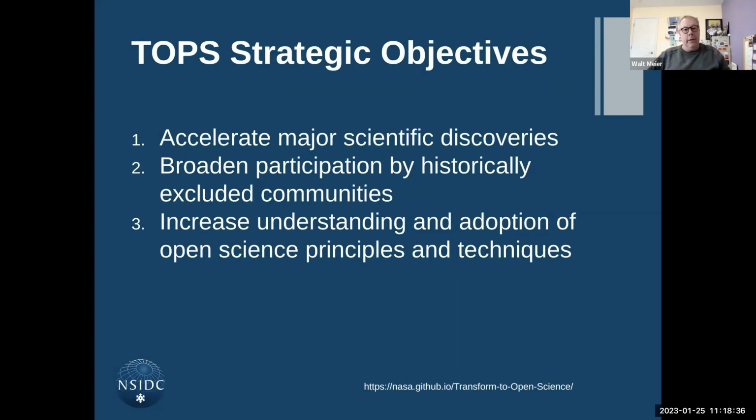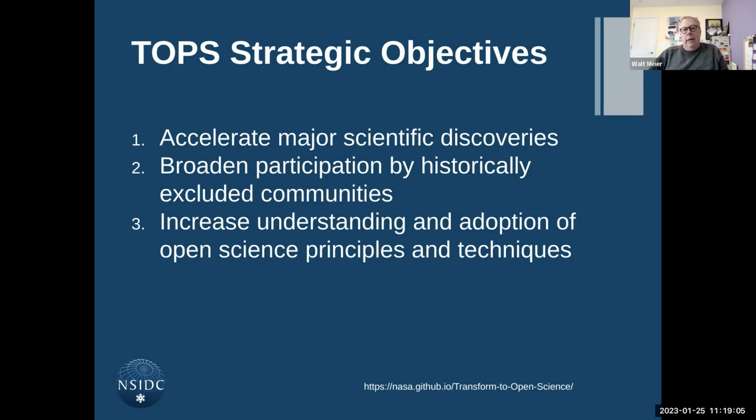So the strategic objectives, as I've alluded to already, accelerate major scientific discoveries. So the idea here is that more open science will advance science faster and really help science discovery. So it's not just openness for the purpose of being open. It's openness towards really helping science advance faster and make discoveries.